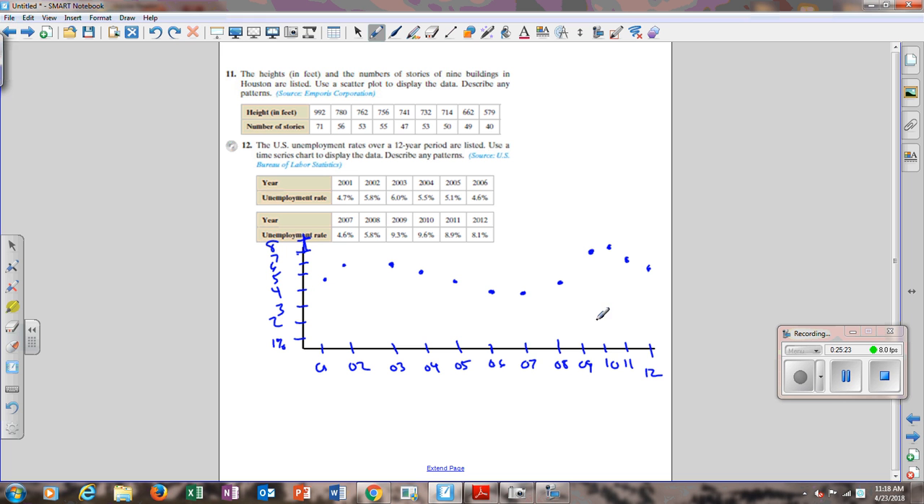Okay, describe any patterns that go with this time series chart. Well, the first thing I noticed is that it's a curve. Second thing I noticed is that it's got some really high points in the middle here. That's about it.